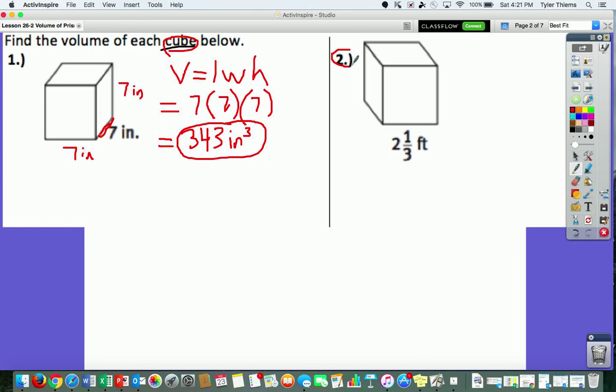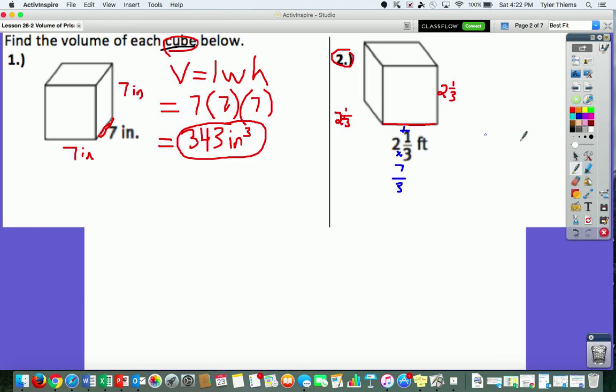For number 2 here, I'll do number 2 along with you. This is another cube, so if the length is 2 1/3 feet, then we know that also the width is 2 1/3 feet, and then the height is also 2 1/3 feet. Now, this is a little tricky because you're going to need a calculator for this. You could use fractions and multiply with fractions, but let's go ahead and just convert this to a decimal. So 2 1/3, if we put this as an improper fraction, that would become 7/3. So you could put that into your calculator. You could do 7 divided by 3 and you could get it as a decimal.